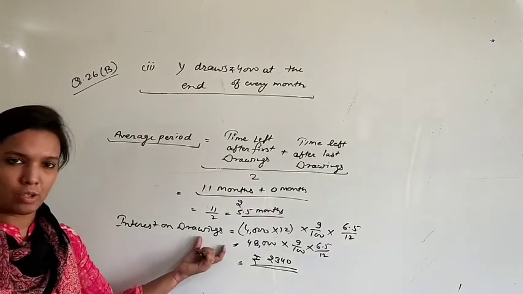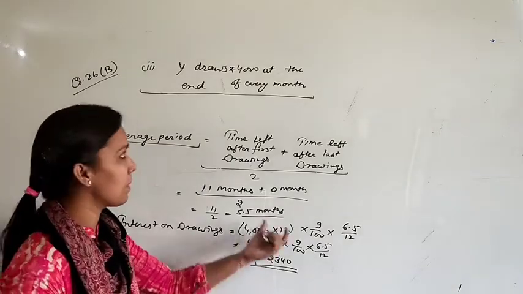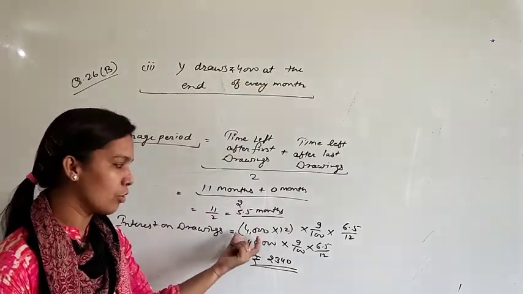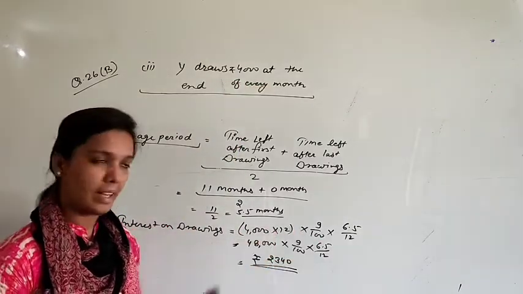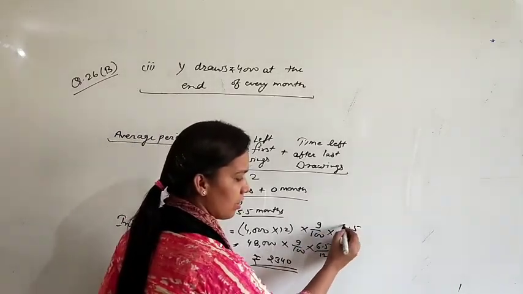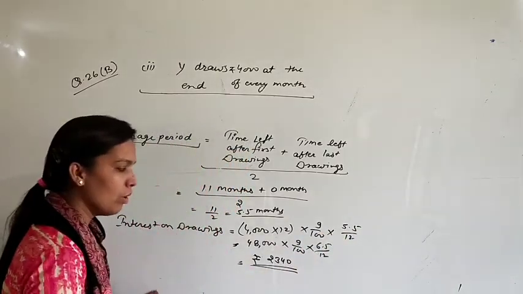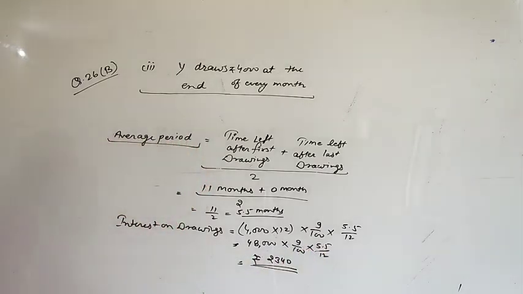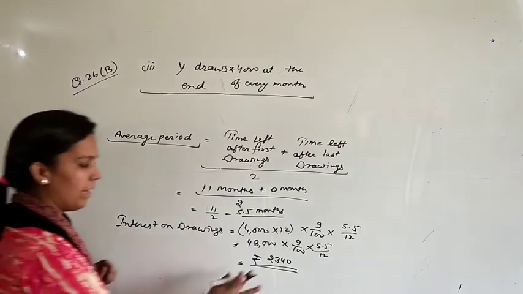Same process, interest on drawings, that is 4,000 multiplied by 12, because in this case also you have an amount of 4,000 per month. The rate is the same here, 9%, but only the time is different, that is 5.5 upon 12. So what will be the interest in this case? It will be 1,980 rupees.